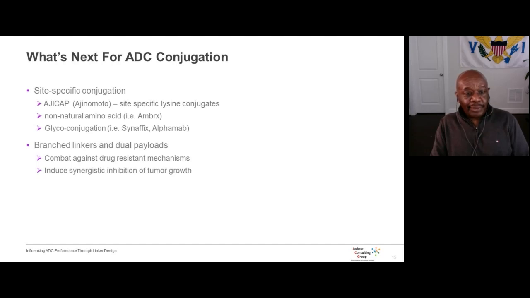With regards to branch linkers and dual payloads, some of the potential advantages are, one, that you can combat drug resistance mechanisms. And the other is that you might be able to find the right combination of the two payloads to give you synergistic inhibition of tumor growth. This is something I think we're all looking forward to seeing how it plays out in the clinic.